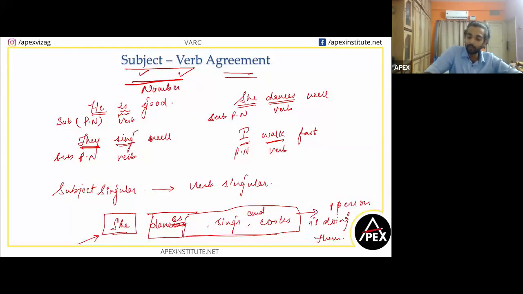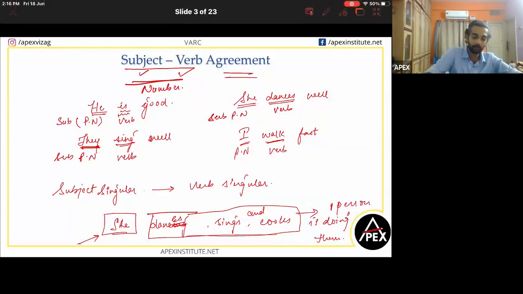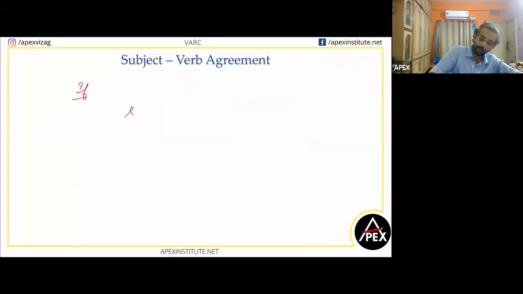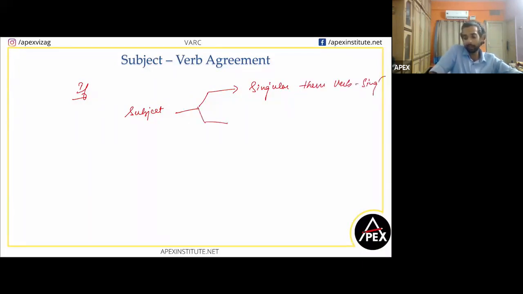So, for us, always the subject and the verb need to agree in number. That means if my subject is singular, then the verb is singular. Whereas if my subject is plural, then the verb is also plural. Are we clear with this part?